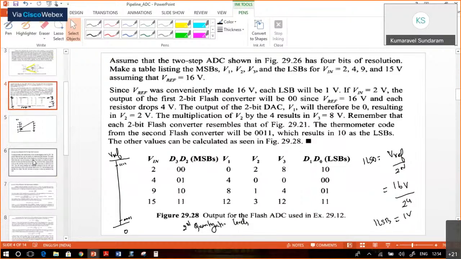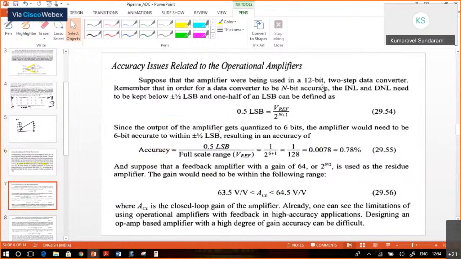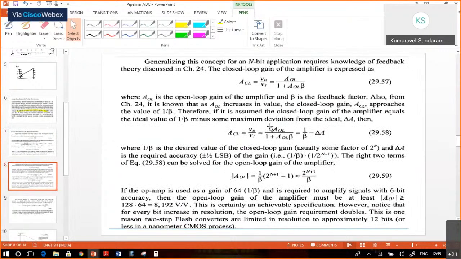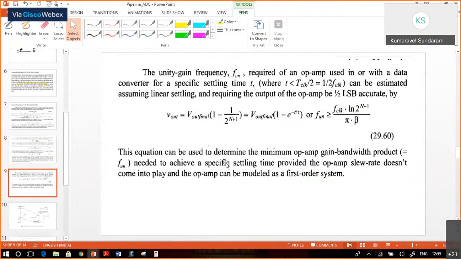And again, here also there is an accuracy issue. Again, it should be less than INL and DNL. If you see, less than plus or minus half LSB. Okay, there are so many derivations which we should know. Fine, these constraints we should know.